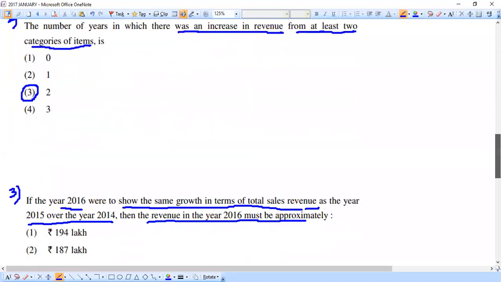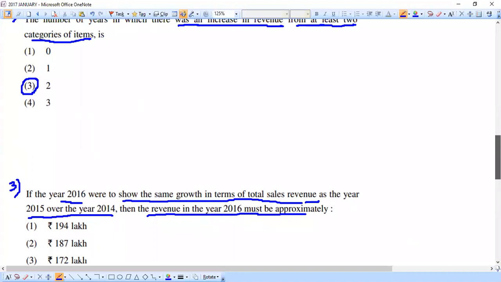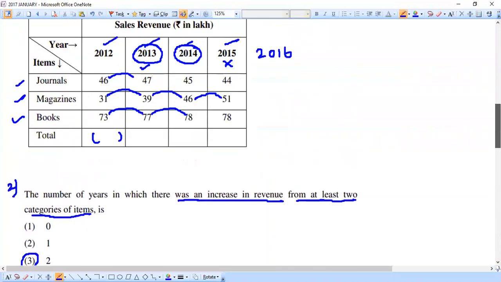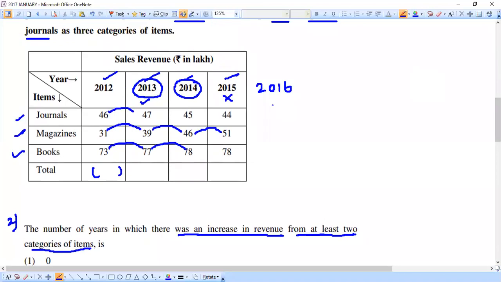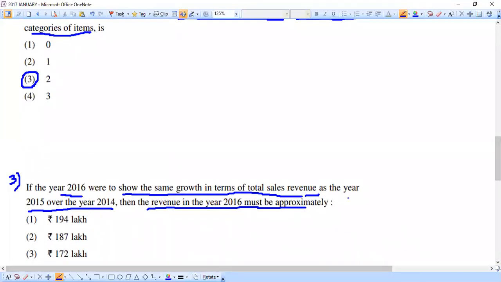If you just see here, they're just asking if the year 2016 is going to have the same growth in terms of the total sales made in the year 2015 over the year 2014.